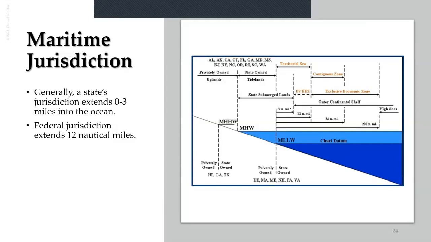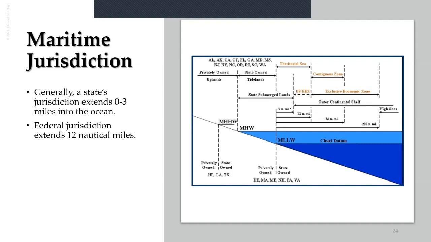So depending on the state, and depending on who owns the land, generally speaking, states have authority roughly up to 3 nautical miles into the ocean. Nautical miles start where the water ends, where it hits that beach. A nautical mile is different than a regular mile, but 3 nautical miles out. If it's a privately owned beach, then Hawaii, Louisiana, and Texas don't have much jurisdiction. If it's a state-owned beach, they have a little bit more jurisdiction.